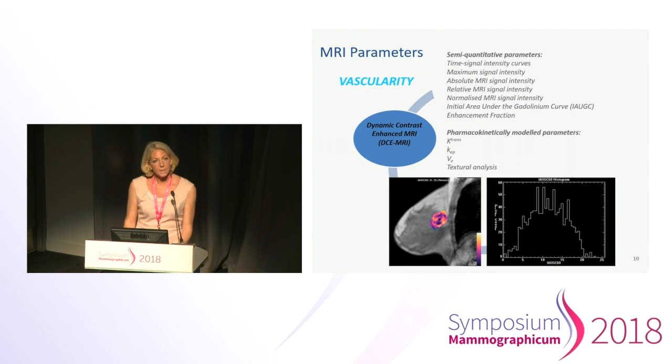We know from our standard time signal intensity curves that we can get a number of different semi-quantitative parameters, things like maximum signal intensity, relative signal intensity, initial area under the gadolinium curve, or enhancement fraction. And we have the facility also to do pharmacokinetic modeling, where we can derive parameters like K-trans, KEP, VE, and even perform textural analysis, all of which can be channeled into a radiogenomics approach.